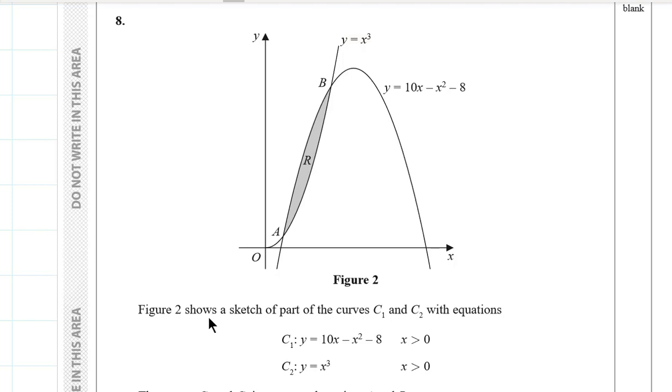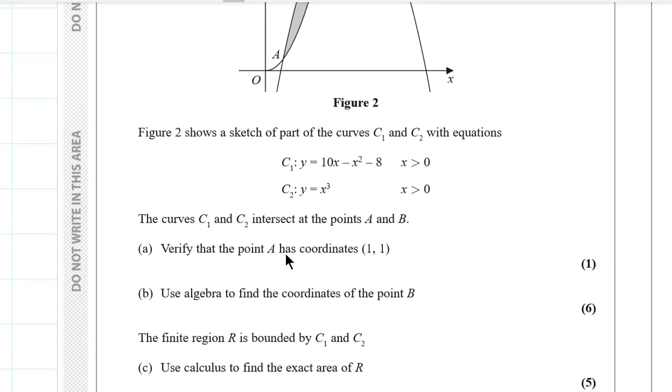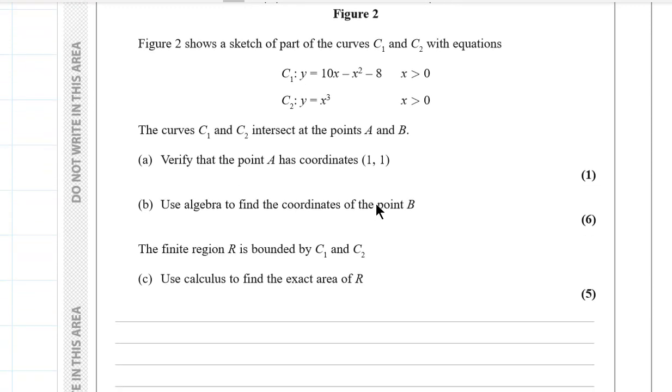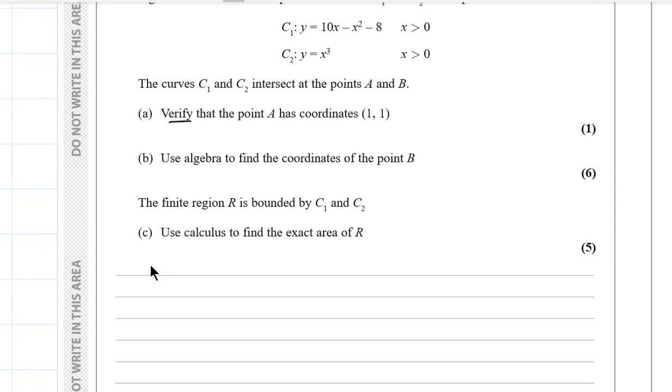Question 8. Figure 2 shows a sketch of part of the curves C1 and C2, with the equations. This is the first equation, this is the second equation, and the curves C1 and C2 intersect at the points A and B. Verify that the point A has coordinates 1 and 1. Verify means just check, okay?